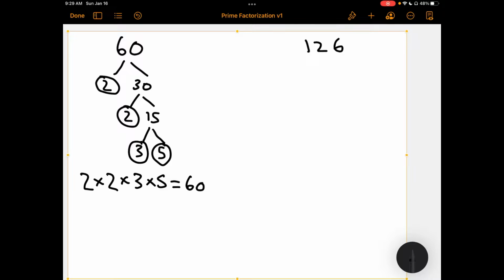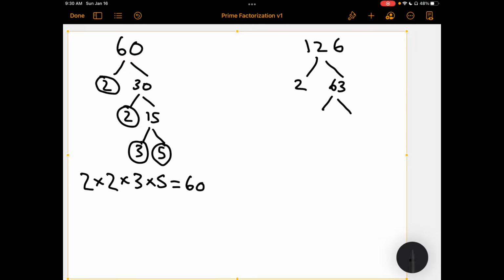So we can do the same thing with the number 126. Here I'm going to split it off. I like to do the number 2, but if you want to choose another number, feel free. For me, splitting it in half makes it easier. So 2 and 63, because 126 divided by 2 gives you 63. And 2 is already a prime number, but I keep working here.